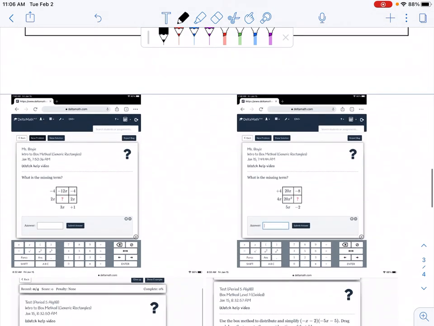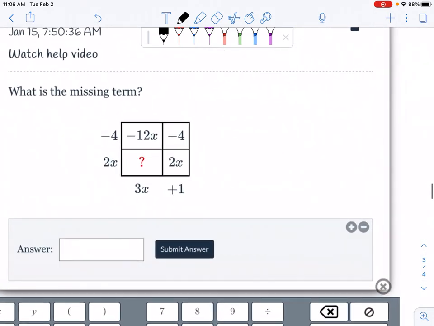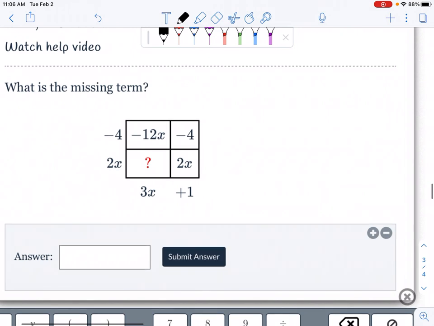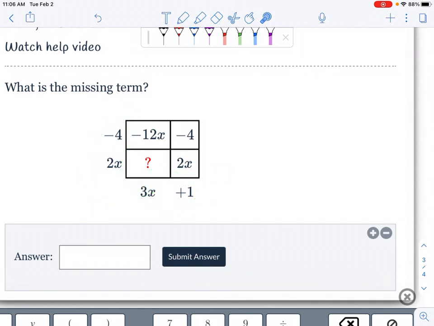So in Delta Math, you're going to be working on a few things. The first thing you're going to be working on is finding the missing term. What's the missing term? So you'll be given numbers. You don't have to create this. You'll be given this, and you have to figure out what would go here. So we already have that 3x times negative 4 made negative 12. We already have all of this information, like what they're making. We just need to find the missing piece.